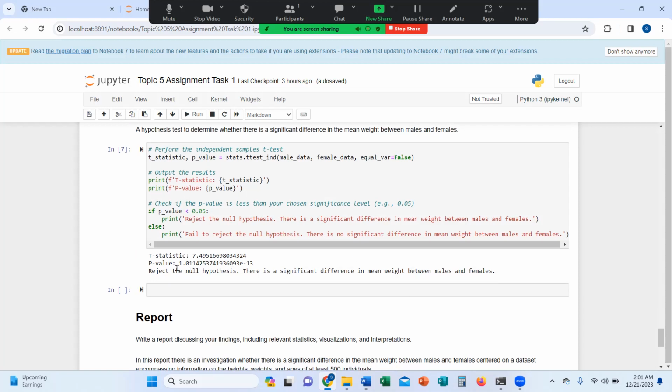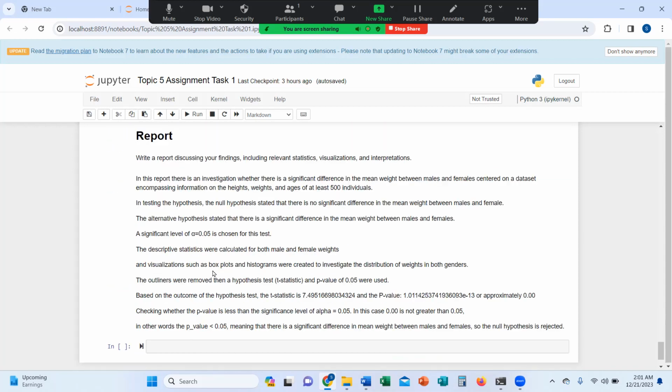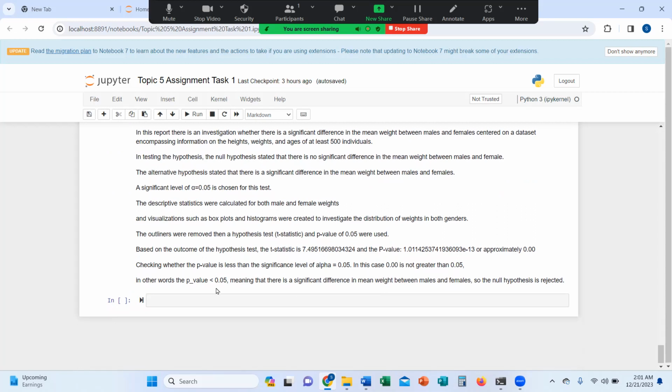And the test shows that the null hypothesis was rejected. There is a significant difference in the mean weight between males and females, and these are the statistics given there.